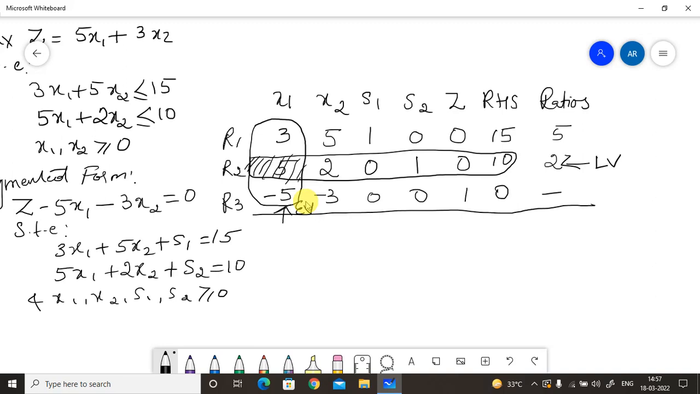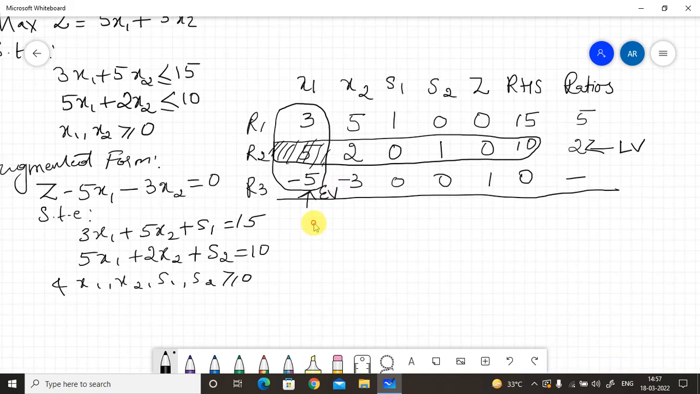And for R1 and R3, we have to make those values 3 and minus 5 to 0. For that we have to write the formulas. Now I'll let you know how to write the formulas for that.